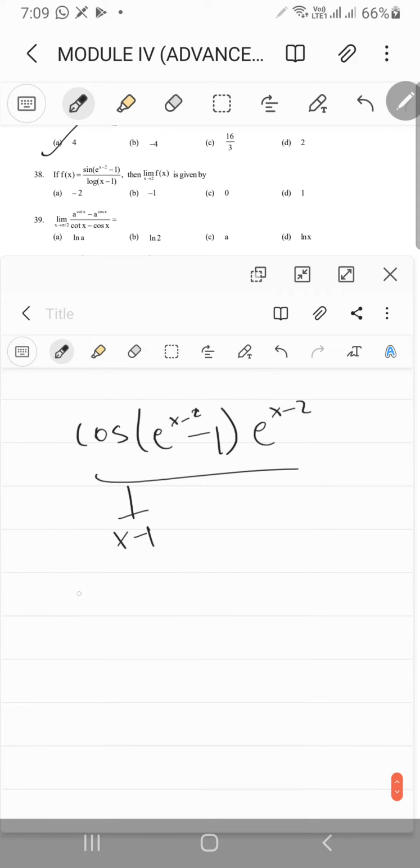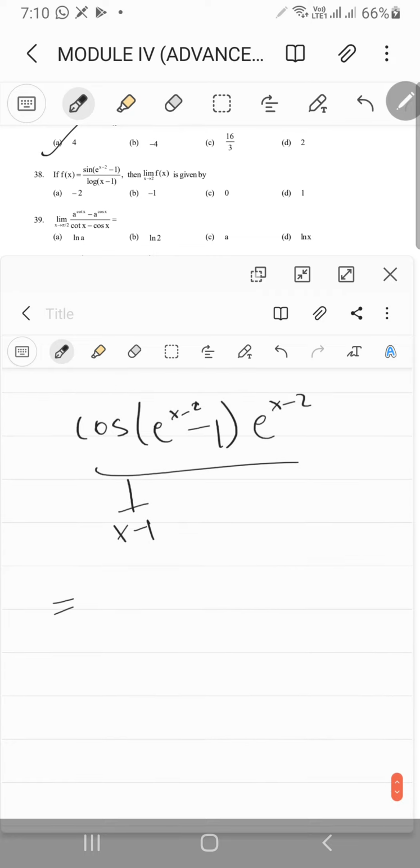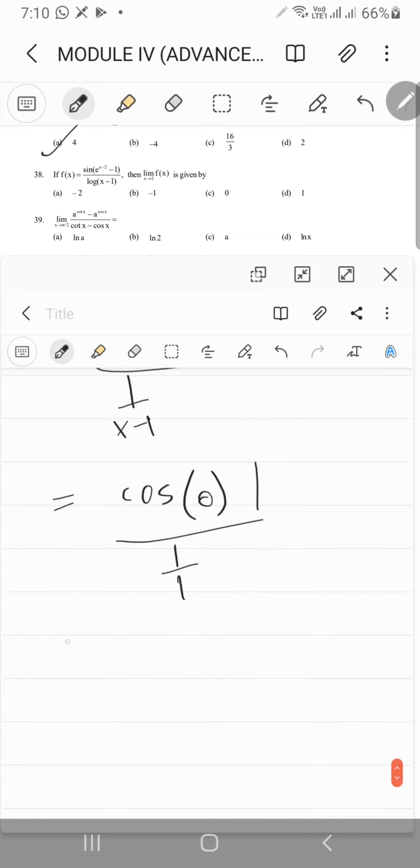It's at least continuous for the range x bigger than 0. Range, domain, whatever, we don't care about that. Okay, so we have to put x equal to 2 into this thing, right? So just get cosine of, this is 1, so it's cosine of 0, e to the 2 minus 2 is e to the 0, so it's just 1, upon, fine, just 1. Yeah, next question.